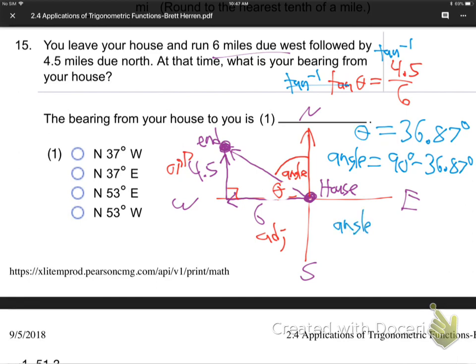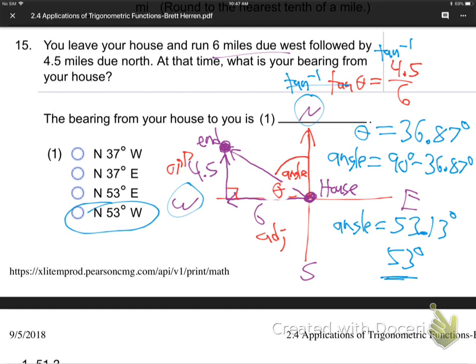So the angle itself is 53.13. So we'll just say 53. I should round to the nearest whole angle. 53. So it's north 53 west. North 53 west. It's that one. Everybody see that?